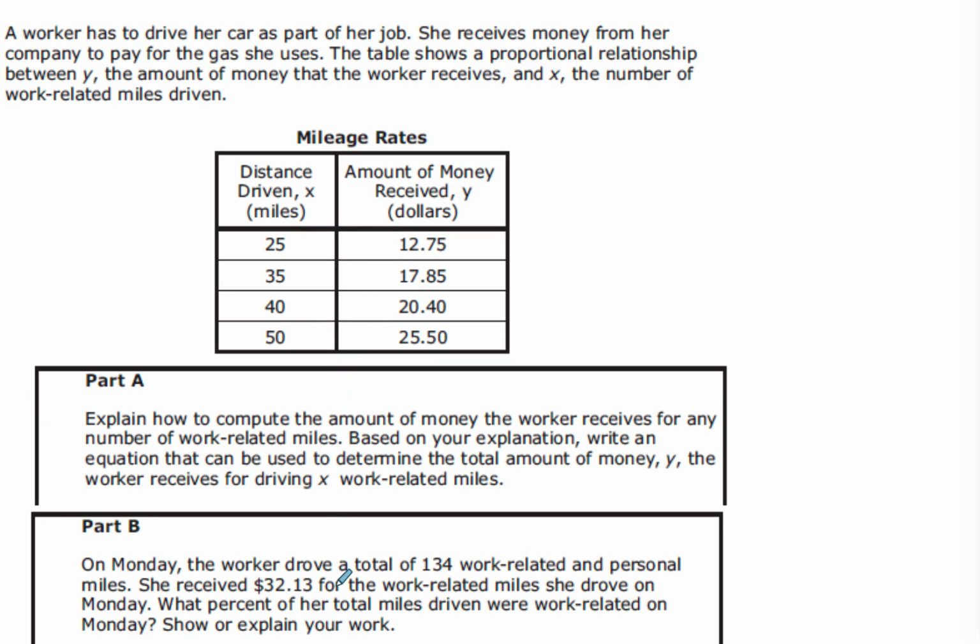Part A, explain how to compute the amount of money the worker receives for any number of work-related miles. Based on your explanation, write an equation that can be used to determine the total amount of money, Y, that the worker receives for driving X work-related miles. Okay, so they're asking you to find the constant of proportionality. What are we multiplying by to get from here to here? And then they're asking you to write it as an equation. So go ahead and pause the video, try just part A on your own.